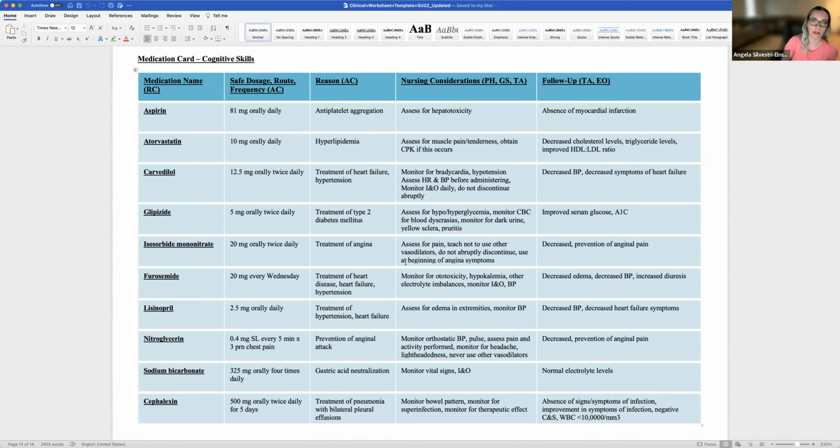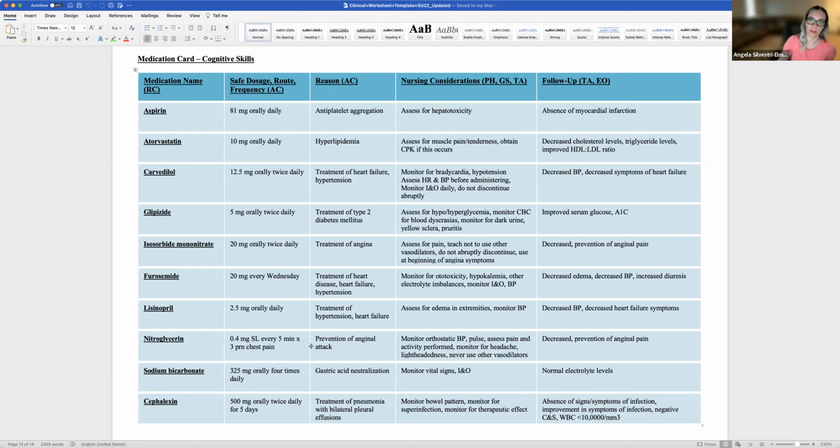And so you can see here, recognize cues is really, as long as they know what medication they're on, they're recognizing cues. And then if they're going further to determine safe dosage, route, frequency, and the reason, then that addresses analyze cues. And then nursing considerations, that's prioritize, hypothesis, generate solution, take action. And then follow up is take action, evaluate outcomes.